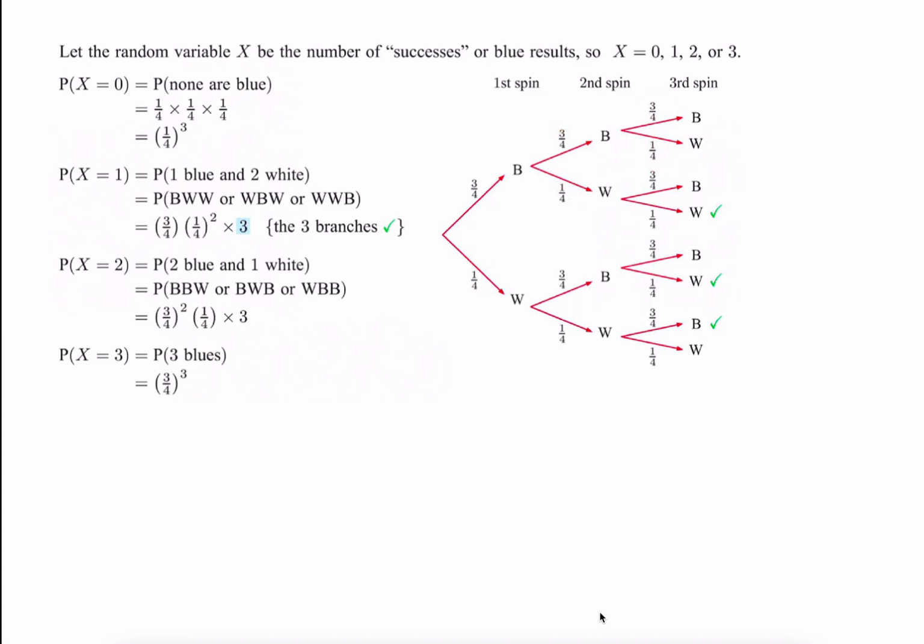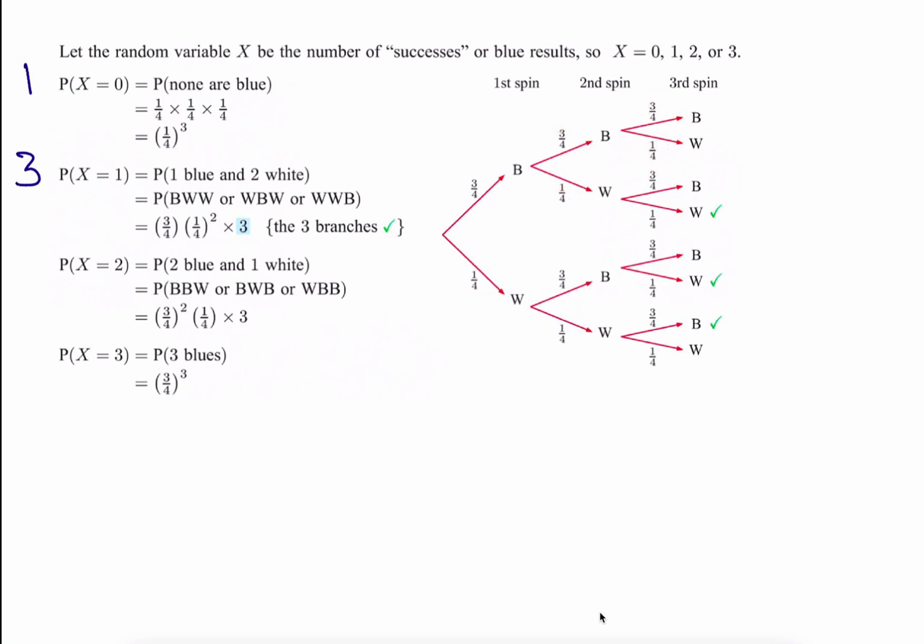There's only one pathway that gets white, white, white. So I'm just going to put that there. There's one pathway for that to occur. How many pathways are 1 blue and 2 white? Well, they're the ones that have got the ticks because of where this example came from. So you can see go up to blue, then white, white, or go down to white, then blue, white, or go down to white, then white, blue. So there's 3 possible ways that that could occur.